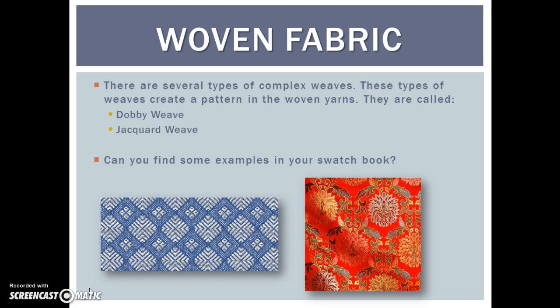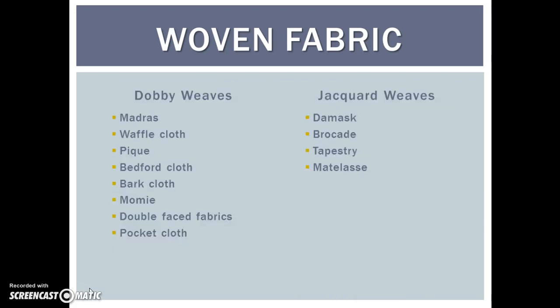There are several types of complex weaves. And these types of weaves create a pattern in the woven yarns. They are called a dobby weave and a jacquard weave. They are each created on a loom by the same name. After you take a look at the different names of these fabrics, can you find some examples in your swatch book? A dobby weave is a small figured design requiring fewer than 25 different warp arrangements to complete one design repeat. Many dobby fabrics include small geometric figures used in apparel and in interiors. And some examples of the dobby weaves are a madras, a waffle cloth, a piqué, a Bedford cloth, a bark cloth, momie, double-faced fabrics, and pocket cloths.